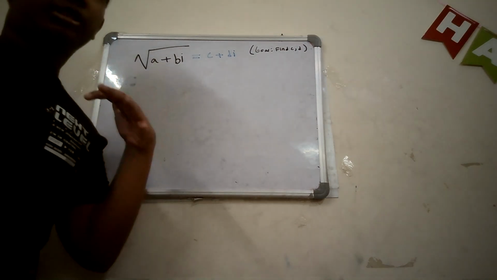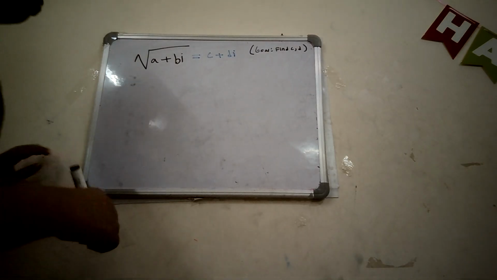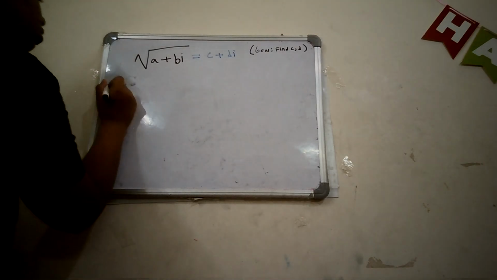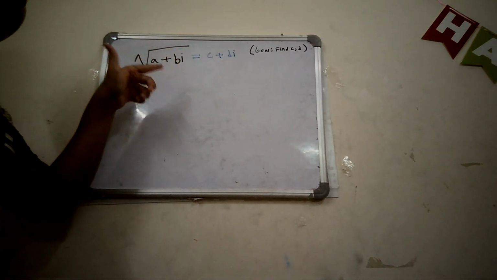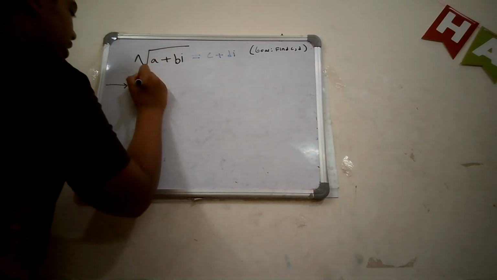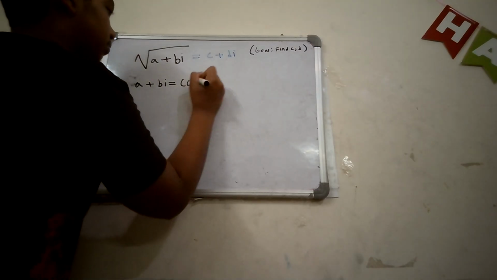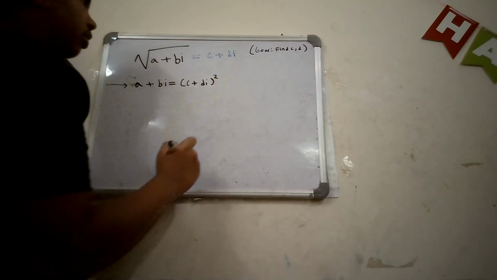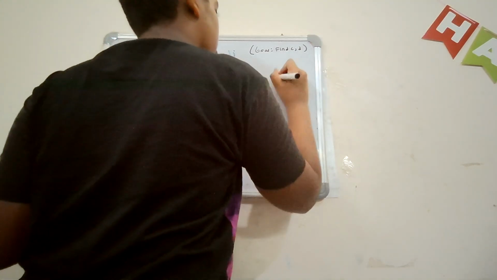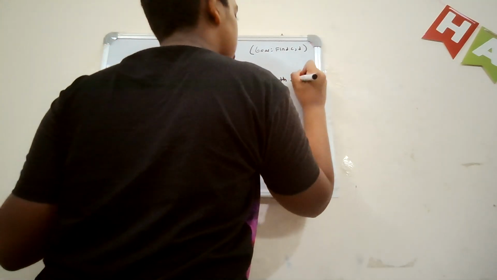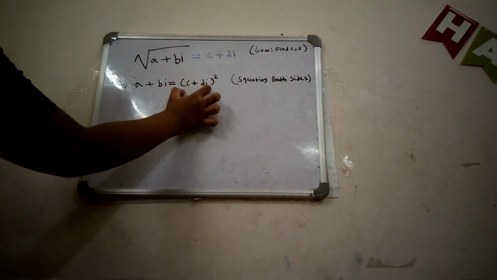So you might be thinking, what's the first step to do this? Correct, squaring both sides. So let's go ahead. So look, if I square both sides, if I square this side, the square and the radical cancel out. So I just get a plus bi is equal to c plus di whole squared. I'll write in bracket squaring both sides.